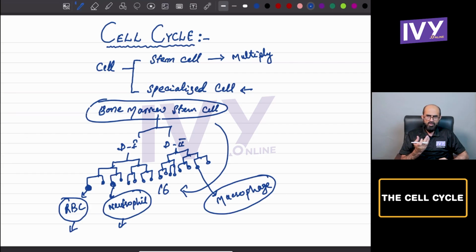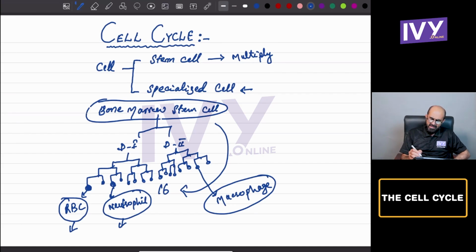Similarly, the bone marrow cells are stem cells which produce RBCs, white blood cells, and so many types of cells. RBCs remain only for 3 or 4 months, then they disintegrate and are completely removed because they are destroyed by the liver. So new RBCs are formed again from the stem cells and so on.